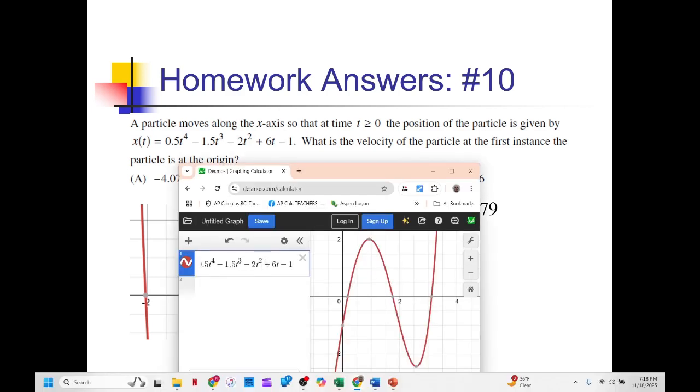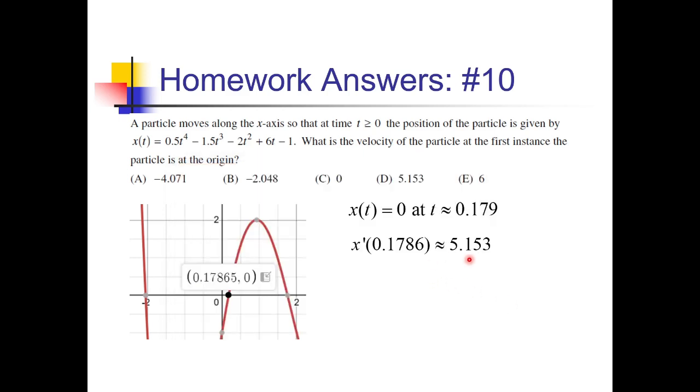So back on Desmos, let me go down here now, and let me actually get this value again, and I'm just going to copy it. So Control C to copy that. Now let me go down here, and I'm just going to do f prime of that number that I just copied, and this comes out to about 5.153. So that is the velocity, and that's going to match choice D.